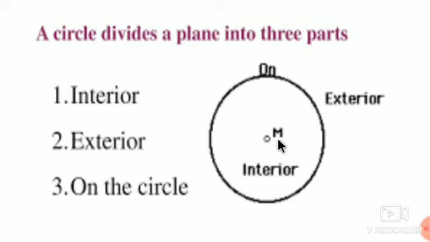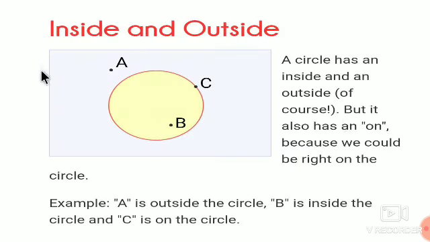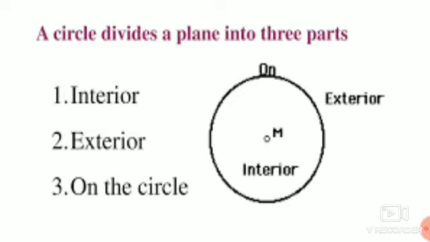Means here the point M is in the interior portion of the circle, means inside the circle, and some points like the point A is in the exterior portion, means outside the circle, and the point C is on the circle. Understood it?